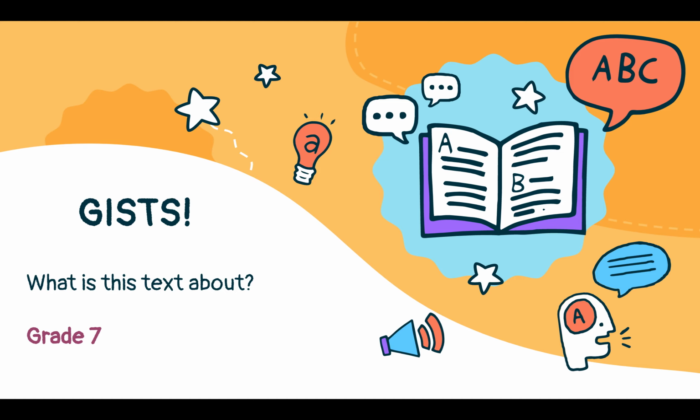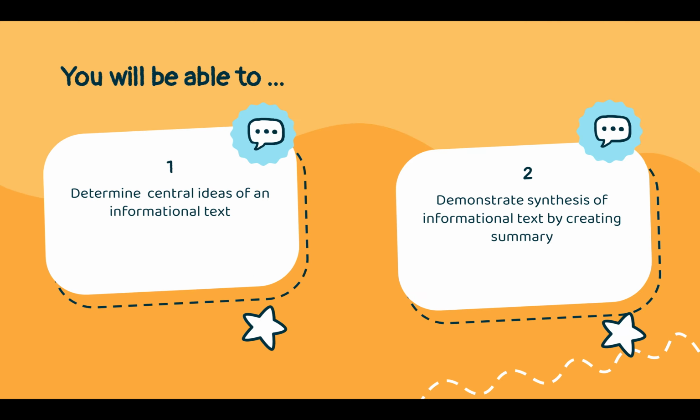Have you ever been reading an article or a book and halfway through it you think, wait, what am I reading? What is this text saying? Well, today we're going to be answering that question using a strategy called GIST. Using this strategy, GIST, you will be able to determine central ideas of an informational text, and you'll be able to show your understanding of that text by creating a summary.